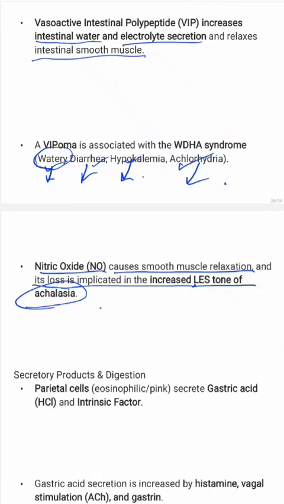Okay, and what happened in achalasia? So in achalasia, there is increased tone of the esophageal sphincter. Okay, so there is loss of nitric oxide function. So we can give some alternatives for the relaxation of this esophageal sphincter, like calcium channel blocker, and that's myotomy, all these.